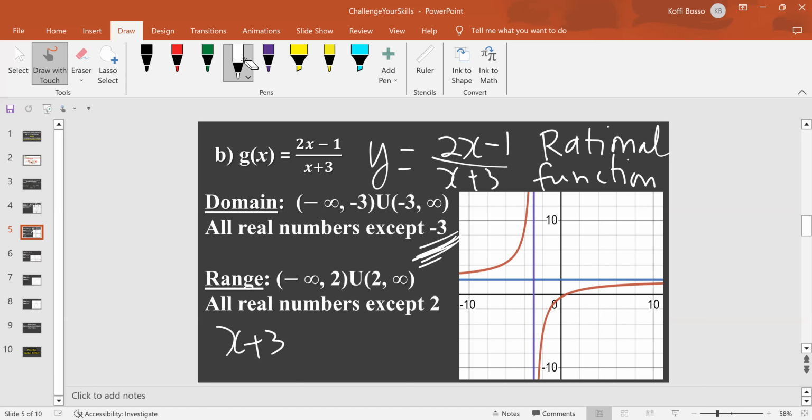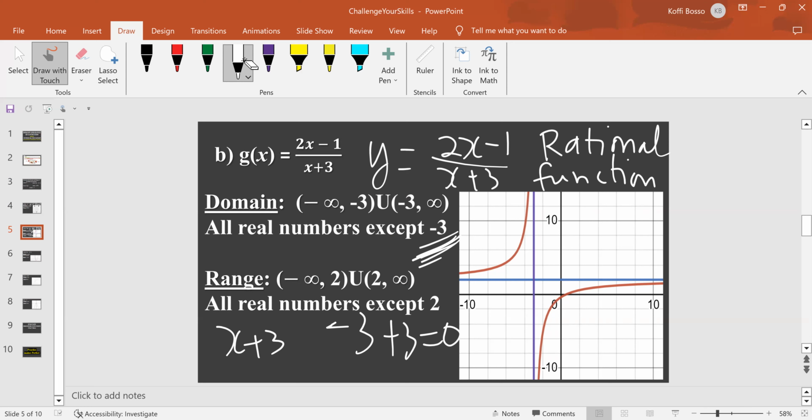If you replace x by negative 3, we get negative 3 plus 3, and that is 0. Every time you have a fraction and the denominator is 0, we say that this is undefined. Even if you check with a calculator, when you have something divided by 0, the calculator will tell you error. So it is undefined, and we cannot use negative 3 as an input for this function. That is why the domain is all real numbers except negative 3.